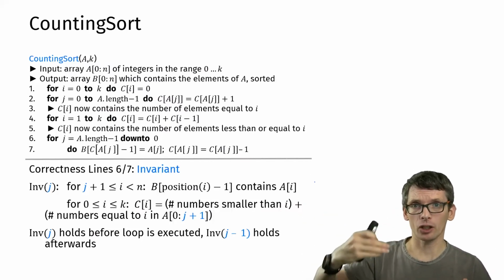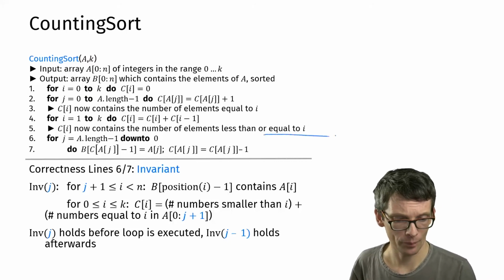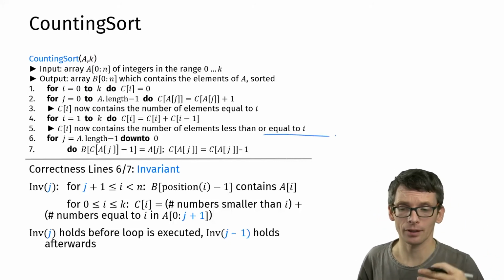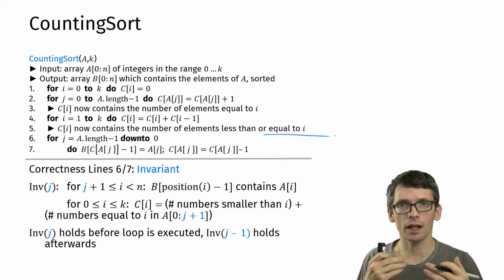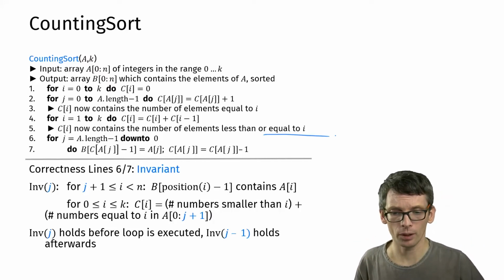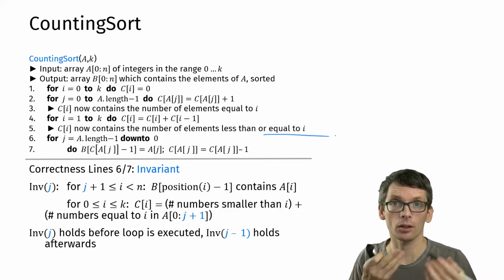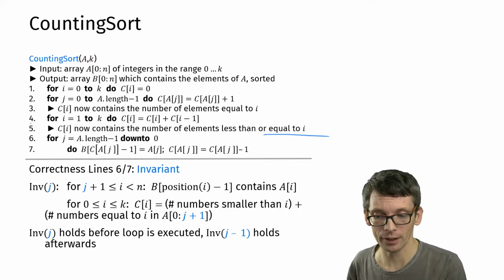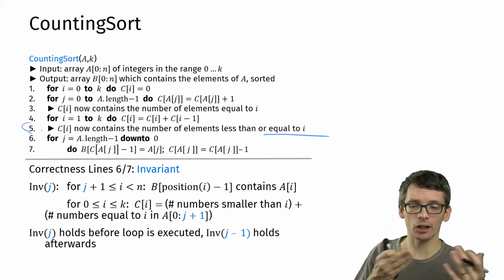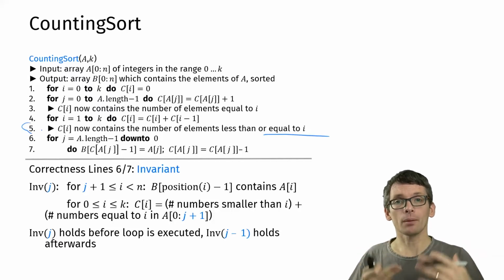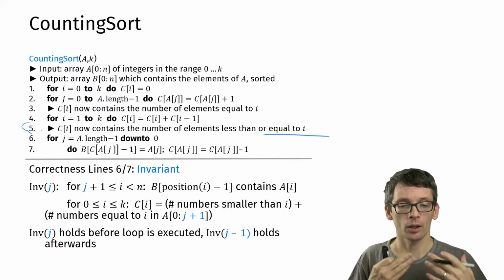The correctness has actually 2 parts: everything up to the last loop, and then the last loop. Everything up to the last loop is fairly straightforward. Essentially what this part does, it computes the C_i. What we want is exactly what line 5 says here, that C_i contains the number of elements less than or equal to i.